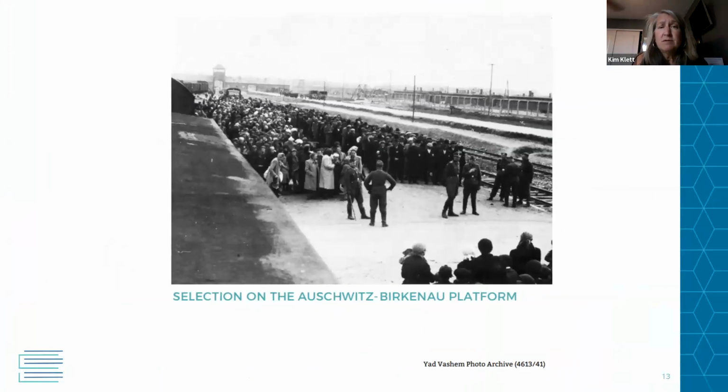This is a photo that probably happened shortly after that because they're a little more orderly. So here are the men lined up. Here are the women. The women, it's a little more haphazard, it looks like. You can tell it's Birkenau because of the gate here. This is what was called the ramp where the trains arrived. And again, the selections took place.